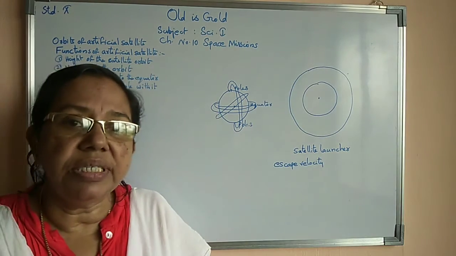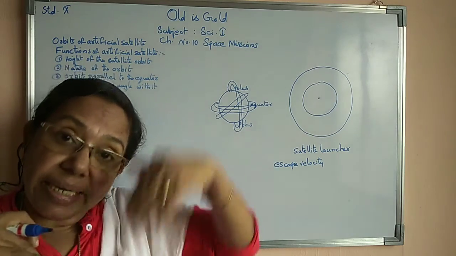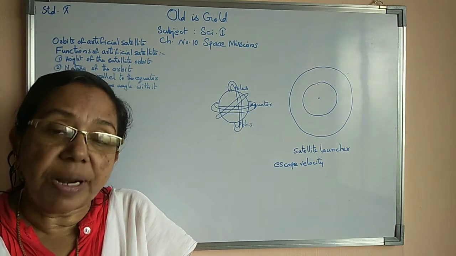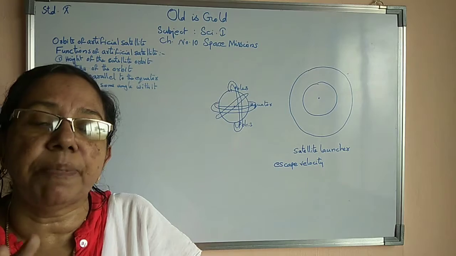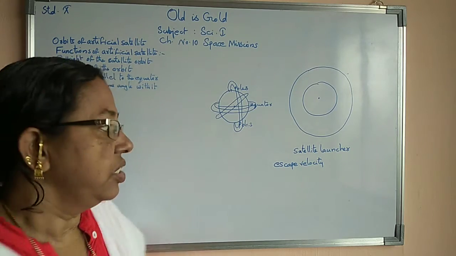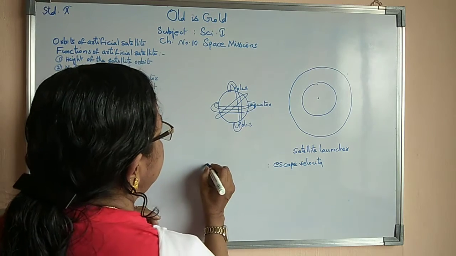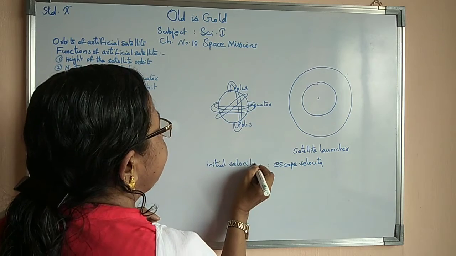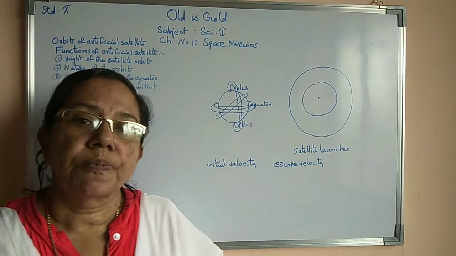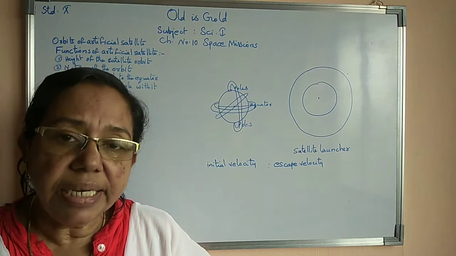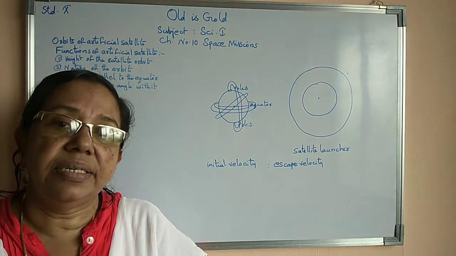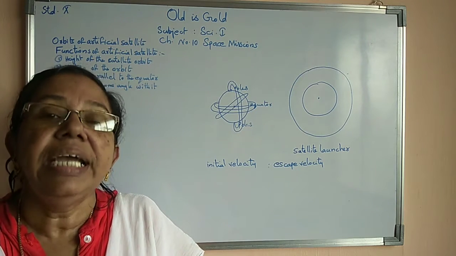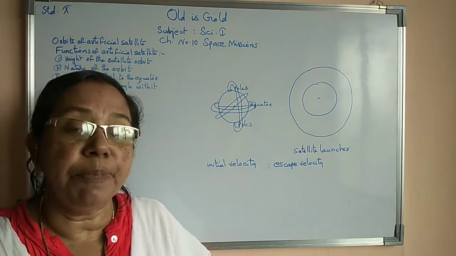So with a certain velocity, that means where it has to reach. For reaching a certain distance from the earth itself, we want to supply an initial velocity to the launcher. So we can say that this escape velocity is the initial velocity exerted by the launcher as and when it does its launching. That initial velocity exerted by the launcher is known as escape velocity.